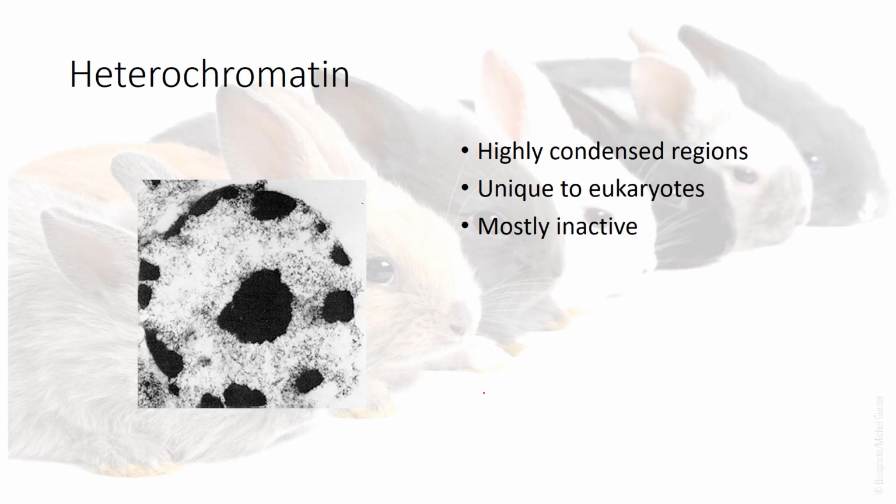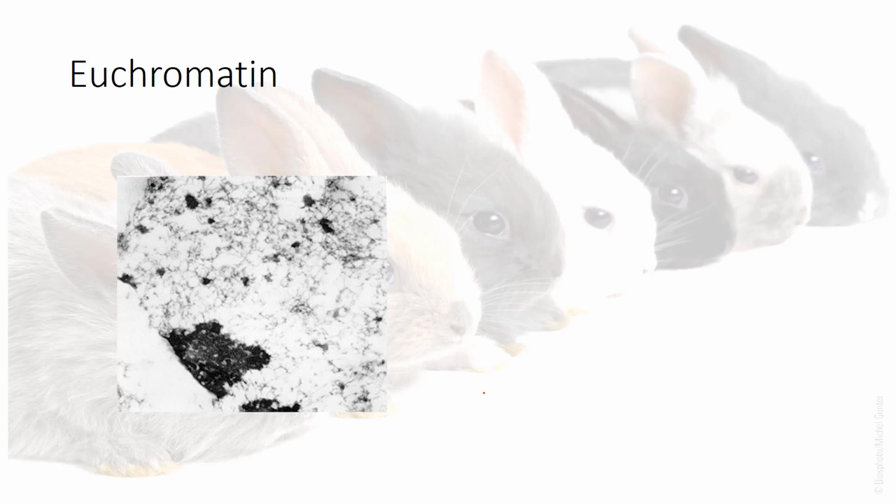So this is what we call mostly inactive. It is not entirely inactive because it is not irreversible, but it is energetically expensive to reverse it. Now, euchromatin. Euchromatin is found in prokaryotes and eukaryotes. And here again, we've got a nucleus here, and in all the areas stained black, we've got euchromatin.